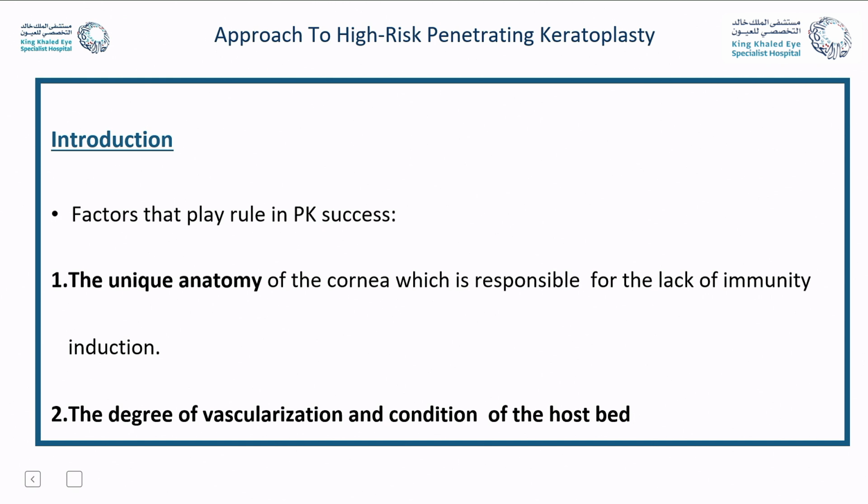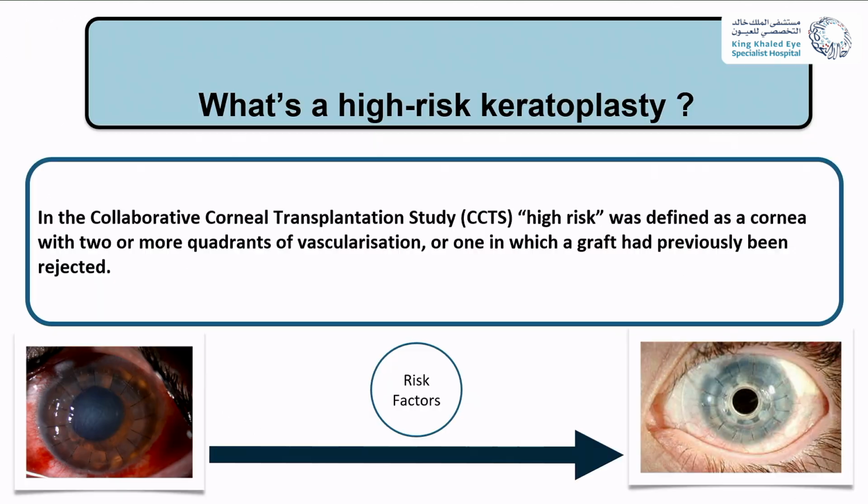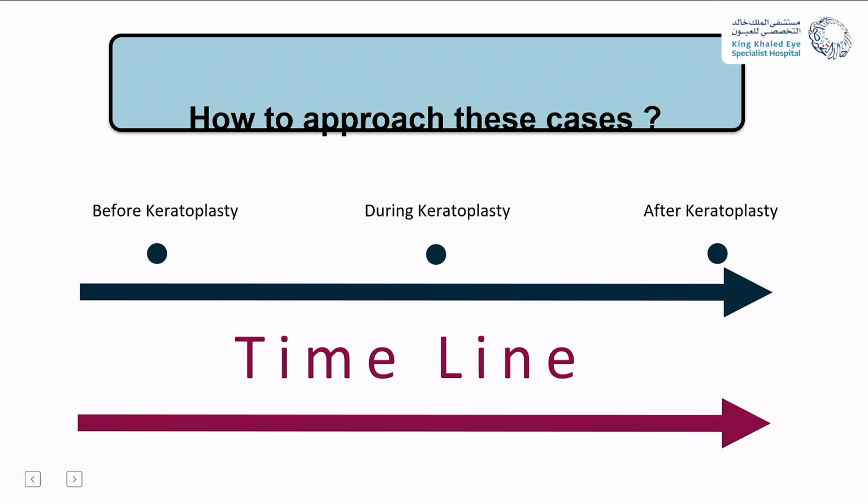Now, two factors play a key role in PK success: the unique anatomy of the cornea, and the degree of vascularization and the condition of the host bed. In this talk, I'm going to address two questions. What's a high-risk keratoplasty and how to approach these cases? In the collaborative corneal transplantation study, high risk was defined as a cornea with 2 or more quadrants of vascularization in which a graft had previously been rejected.